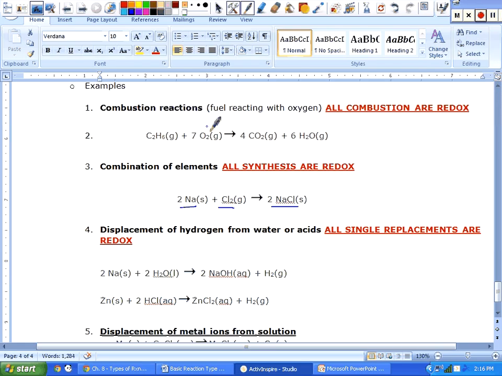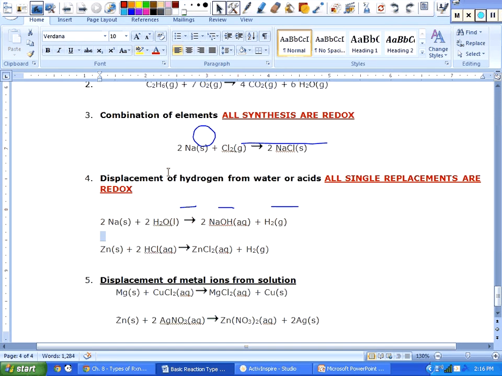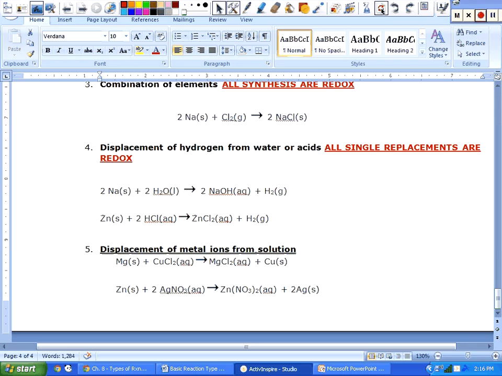These last few, remember how we said you went to the dance by yourself? Notice, Na's by itself, right? Water's the couple. What happened to hydrogen? It got kicked out. Same thing with zinc. Zinc went to the dance by itself, looked for hydrochloric acid, and kicked hydrogen out by itself. That's a single replacement. But even though it's a single replacement, notice what it said. All single replacements are also redox reactions. So it can be more than one type.